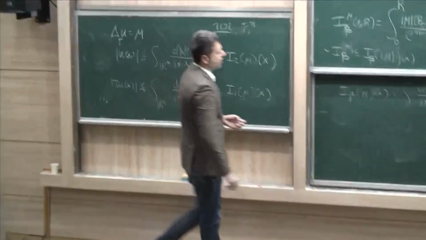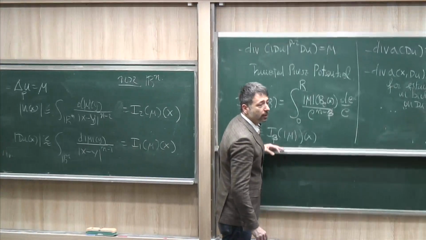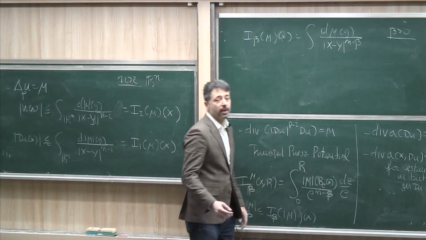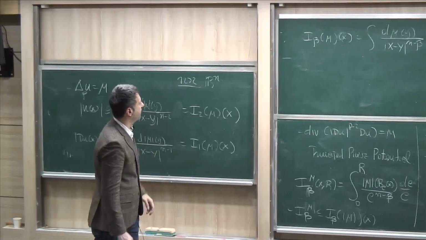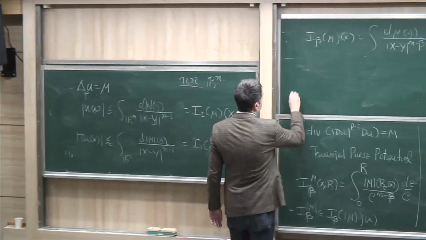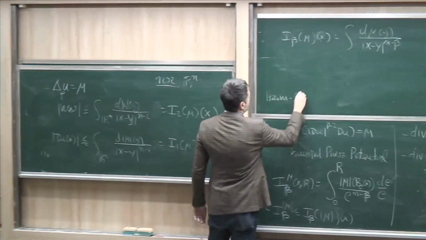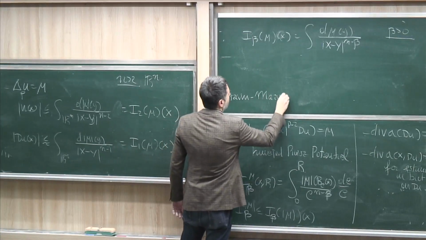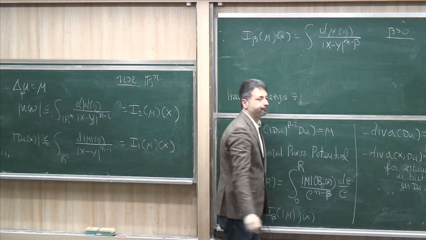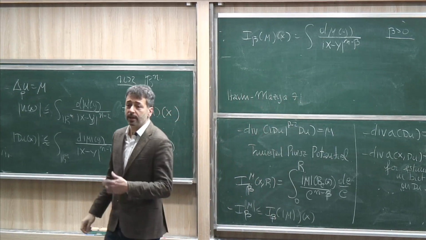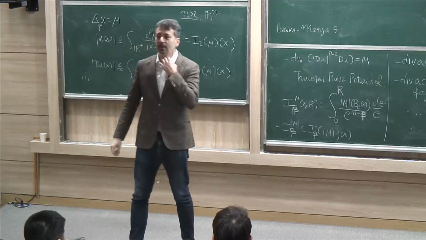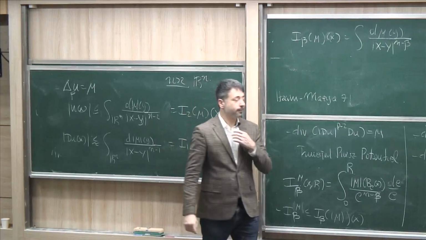And you introduce the so-called Wolff potentials, although they were first introduced in a fundamental paper by Hedberg and Wolff, hm, by Maz'ya, in '71. Actually, Maz'ya is the real founder of nonlinear potential theory.